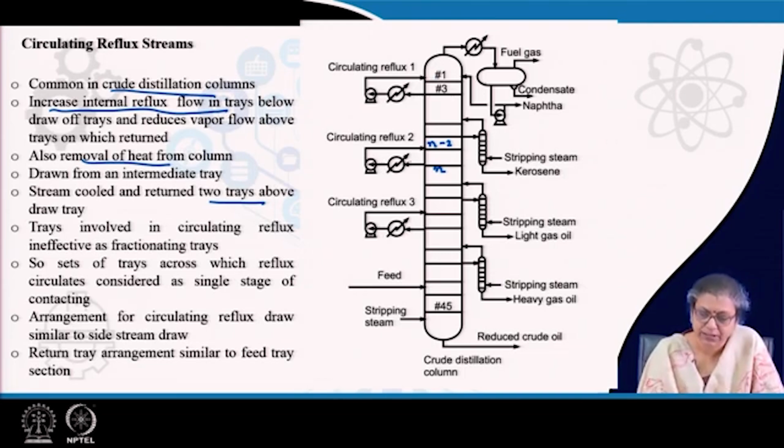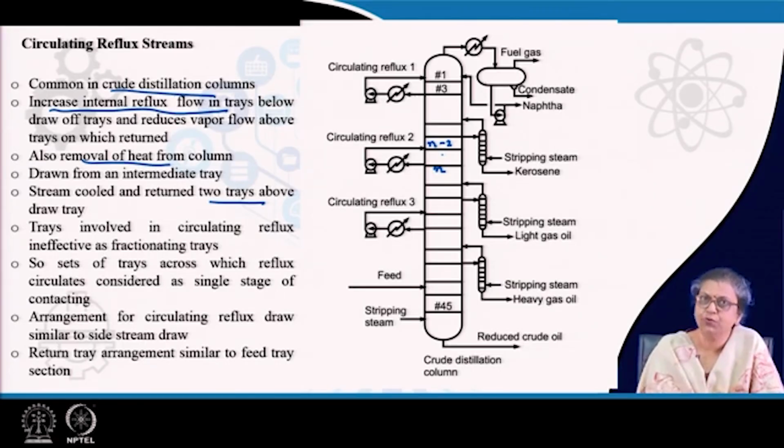So, quite naturally, in this particular way, what happens? We can increase the internal reflux and therefore, we can maintain the enrichment which we want in the trays below the draw off trays, and we can also reduce vapor flow above the trays. But it is quite evident that definitely this set of 3 trays, these trays, are ineffective as fractionating trays. Definitely fractionation does not occur to the same extent.